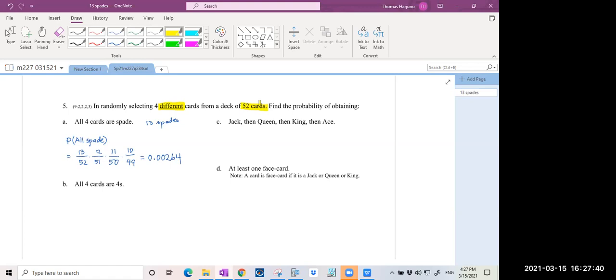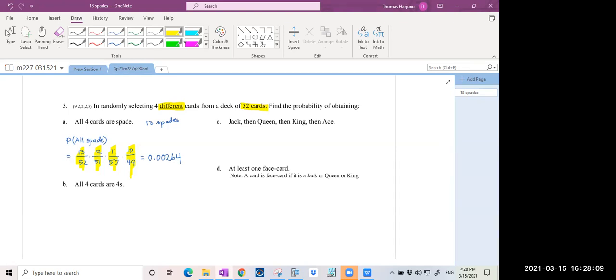Now, for all of them to be spade means the first one has to be spade. What's the probability, times what is the probability the second one is spade, times what is the probability the third one is spade, times what is the probability the fourth one is spade? So it's individual problems. It's not all one problem in one equation. You do it one by one, okay, but you multiply them.